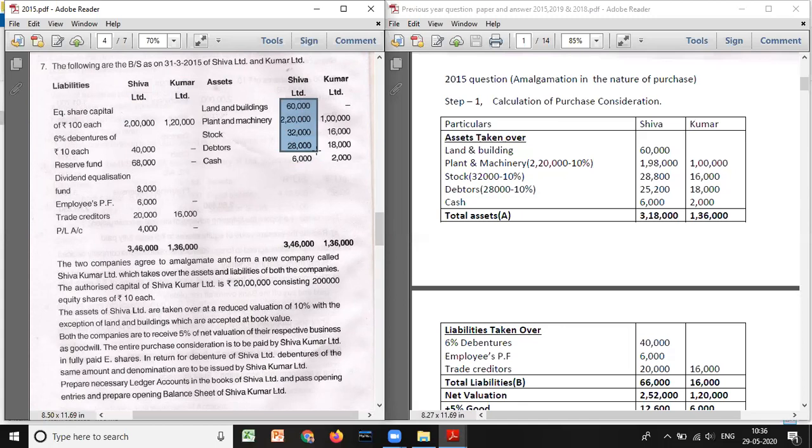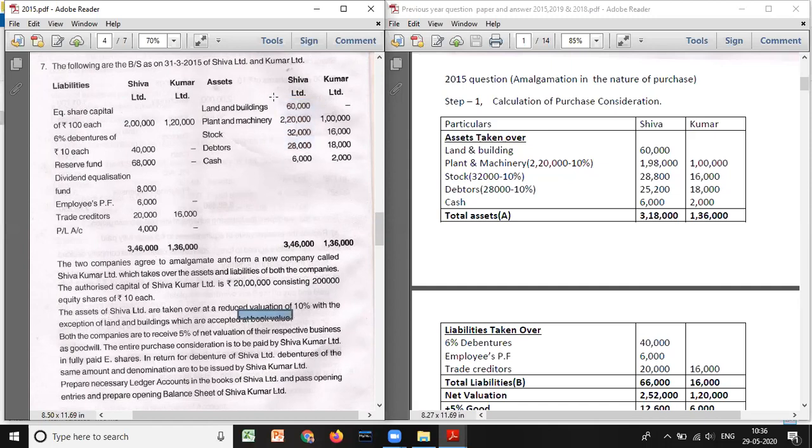So when a market value is given in the question, it cannot be amalgamation in the nature of merger. It can be only amalgamation in the nature of purchase, because under a merger only the book value should be given. If they give any market value of assets, then it is amalgamation in the nature of purchase, or the purchase method. Okay. So reduced valuation of 10%, with the exception of land and building. See, they are taking over all assets at 10% reduced value, with the exception of land and building, which are accepted at the book value.